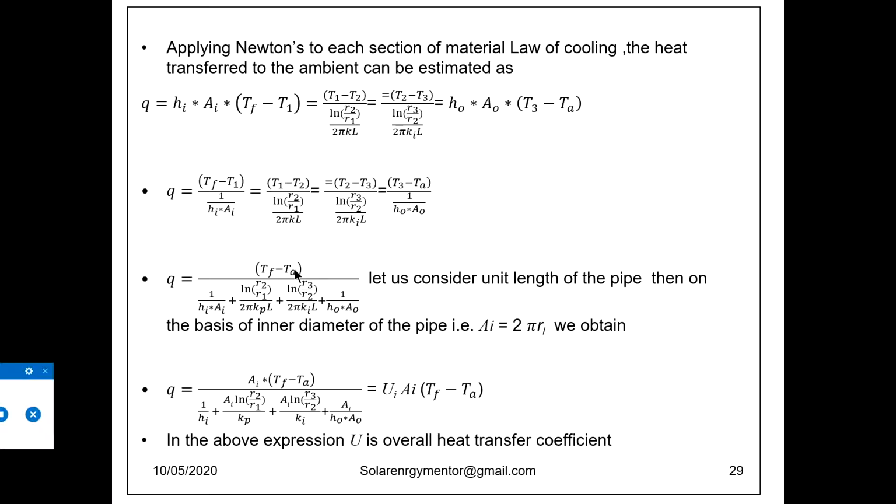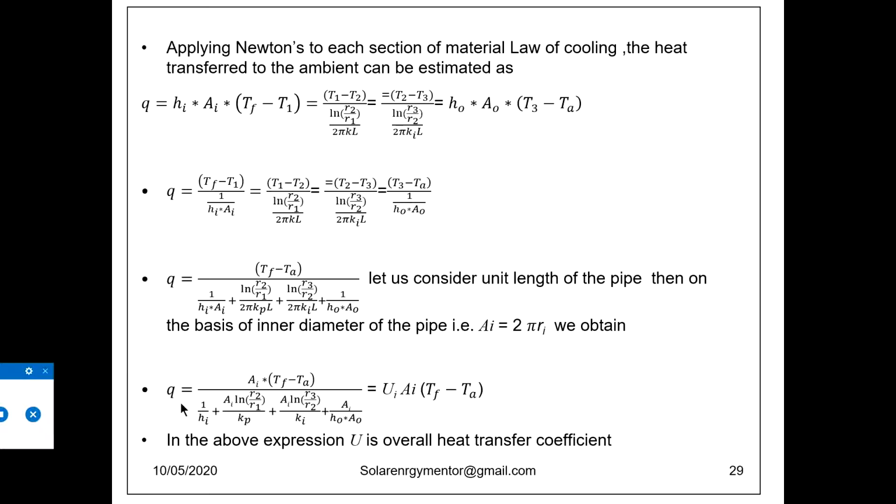So TF minus TA is equal to all this expression: 1 by HIAI plus log of R2 by R1 over 2 pi KpL, where Kp is the thermal conductivity of the pipe, plus log of R3 by R2 over 2 pi KiL, plus 1 by HOAO. Then if we consider unit length of the pipe, L becomes equal to 1. On the basis of the inner diameter of the pipe, AI is 2 pi Ri.